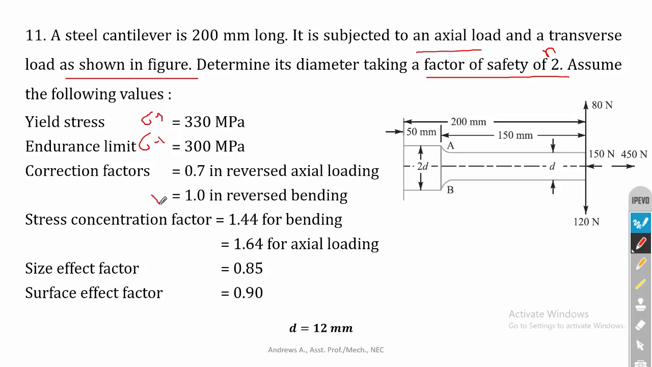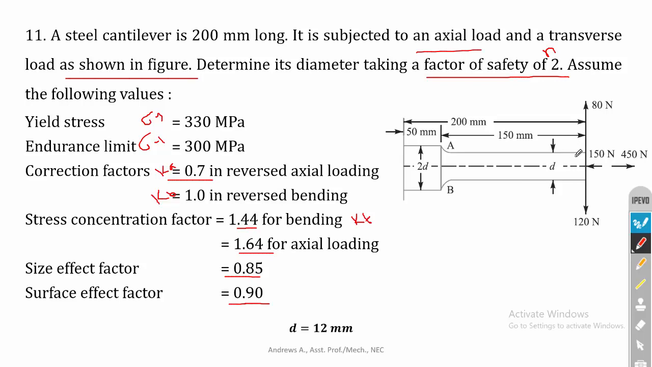Kb is 1, so for bending it is 1, and for Ka, generally we will take 0.8, but here in the problem they have given 0.7, so you can take the Ka value as 0.7. Then the stress concentration factor. Kf for bending is 1.44, and in the case of axial, Kf is 1.64. Then the size factor and surface factor values are given.